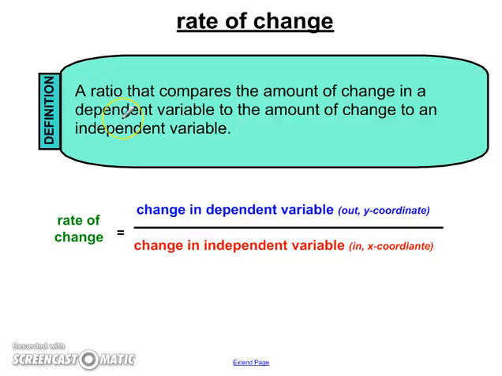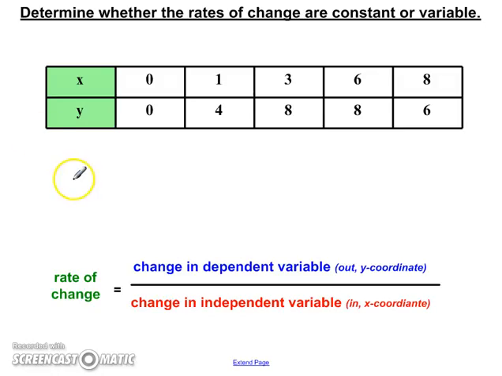All right, then we're also going to talk about rate of change. Your definition for a rate of change is a ratio, a fraction. You'll notice I've set up the fraction here, comparing the amount of change in a dependent variable to the amount of change in an independent variable. So we're going to set up fractions for our rates of change, and if we want to change them to decimals, we can. This is a comparison of the change in the y-coordinates over the change in the x-coordinates. I'm going to show you how we do that right now.